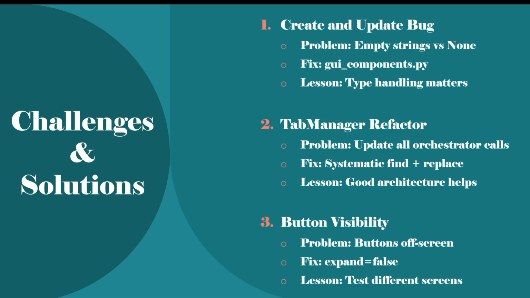And what we learned was good architecture makes this way easier. Three, button visibility issues. On smaller screens, the save and cancel buttons were actually getting pushed off the screen. Clara actually caught it and was able to have us fix it by simply changing from expand true to expand false. And what we learned is we'll always test different screen sizes.